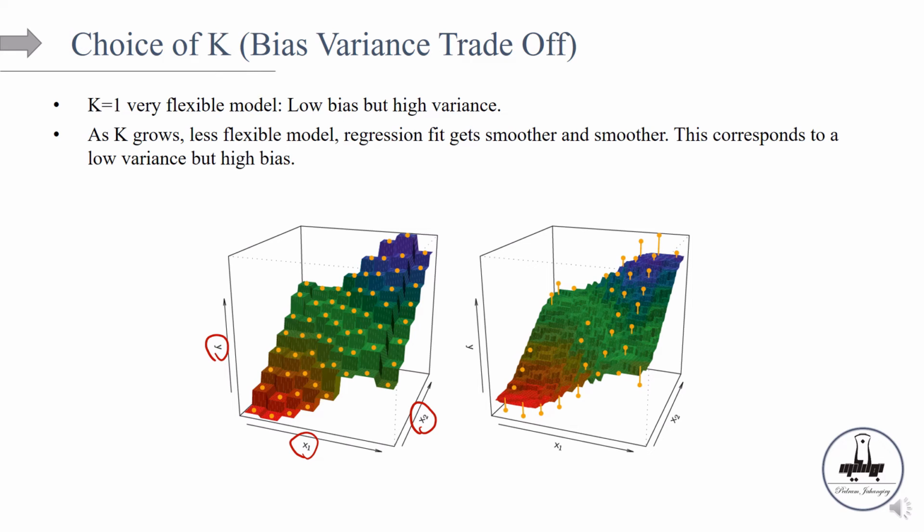So I want you to pause this video and answer these questions. In this example, for one of them, k is equal to 1. For the other one, k is equal to 10. So I want you to tell me in graph A, what is k? And in graph B, what is k? Okay. All right, so I hope you got the right answer. Here k is equal to 1. You see the regression surface is very flexible, goes up and down. And this is k is equal to 10. So the regression surface is less flexible and it's smoother.